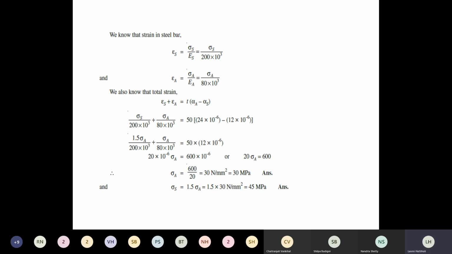Now it's very easy to solve. For the whole equation, you have only one unknown, that is sigma a. So take sigma a outside and operate this mathematically. You will get the aluminium stress sigma a is equal to 30 megapascal and the steel stress sigma s is equal to 45 megapascal. Is this understood to you all? Is there any doubt in this?